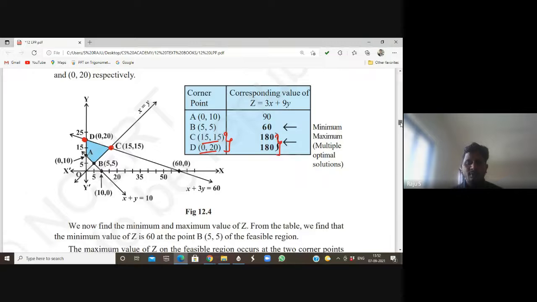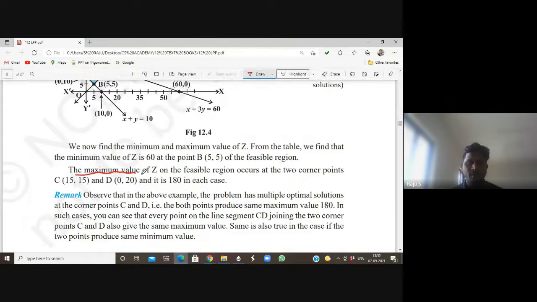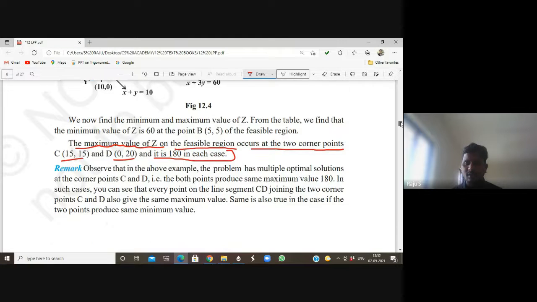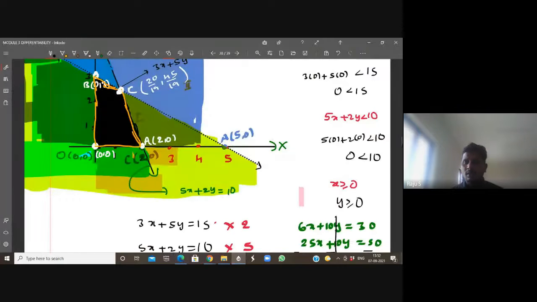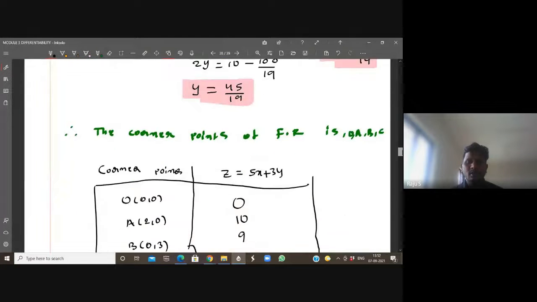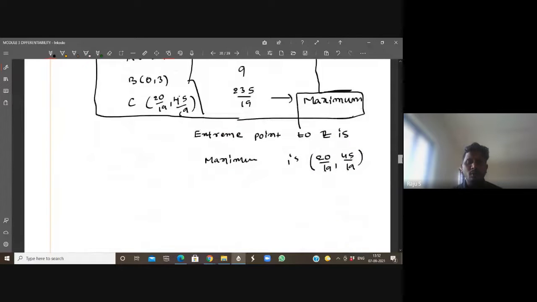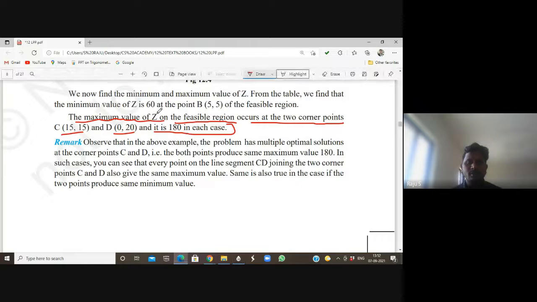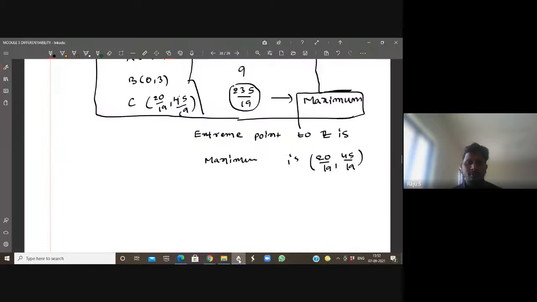So finally you have to write that the maximum value of Z on the feasible region occurs at 2 corner points, and it is 180 in each case. But in this question, the feasible region has the maximum at only one point, that is 20 by 19, 45 by 19. Sorry, the maximum value is 235 by 19. Like that you have to write. The maximum value of Z on the feasible region occurs at only one point for us.